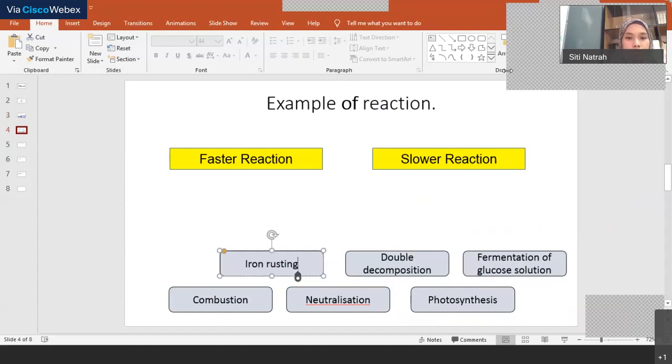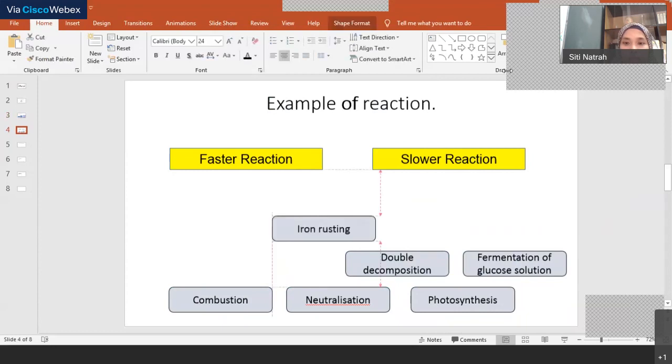Kalau air rasa ni, agak-agak berada di faster reaction ke ataupun slower reaction? Air rasa ni contohnya kamu ada besi, biasanya nak rasting pun take time kan, mengambil masa yang lama. So we can say air rasa ni slower reaction.